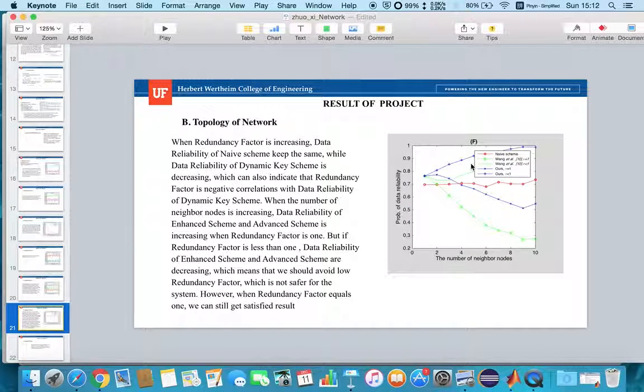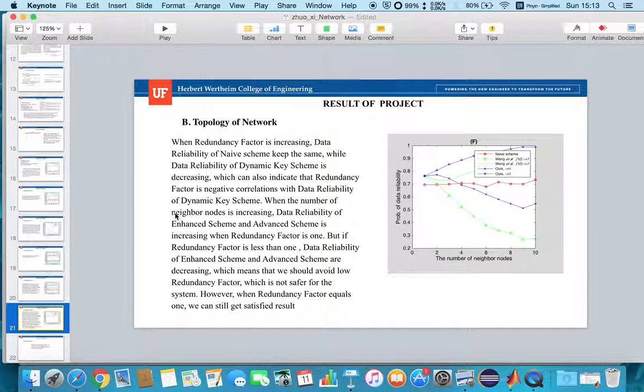And the last picture shows that when the redundancy factor is increasing, the data reliability of the naive scheme keeps the same, while the data reliability of the dynamic key scheme is decreasing a little bit, which can indicate the redundancy factor is negatively correlated with the data reliability of the dynamic key scheme.